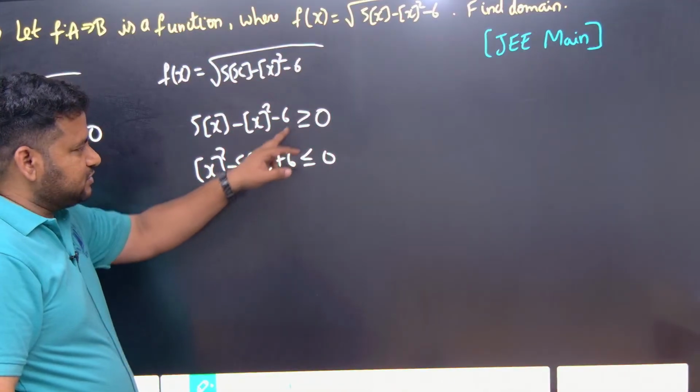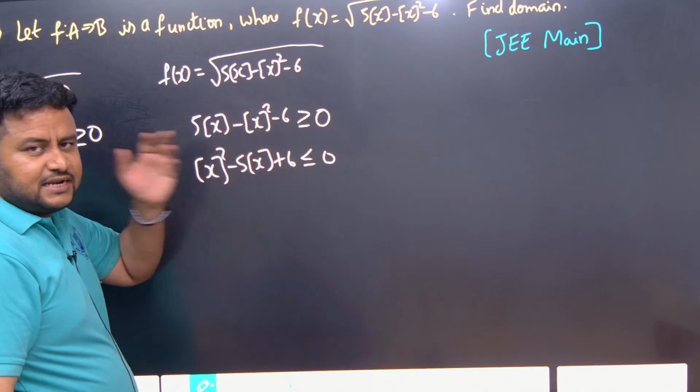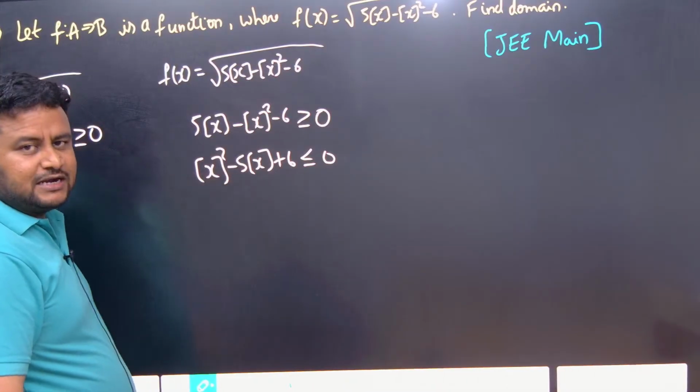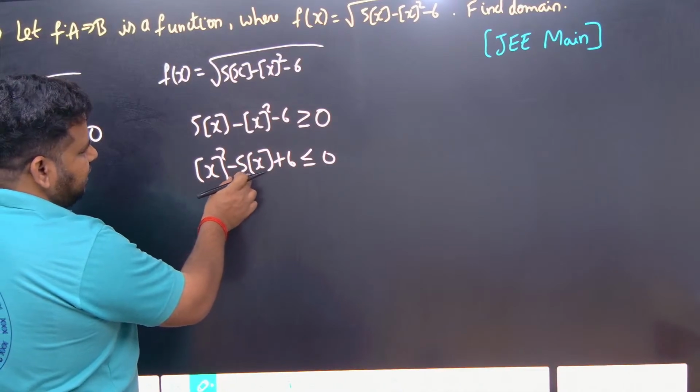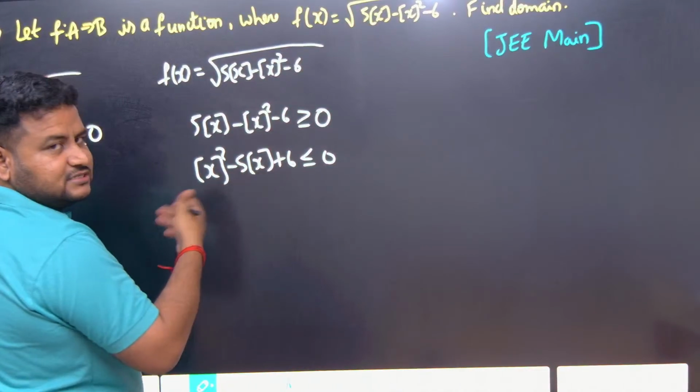That is, it will become change. Greater than or equal to 0 will become less than or equal to 0. Okay, this I have told you multiple times in the previous classes. Now what I am having is step of x whole square minus 5 of step of x plus 6 is less than or equal to 0.